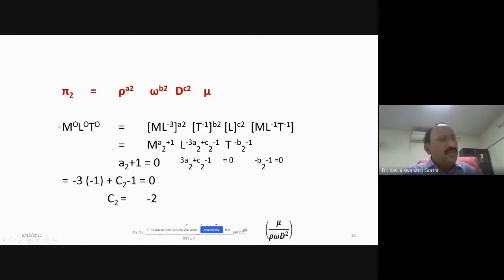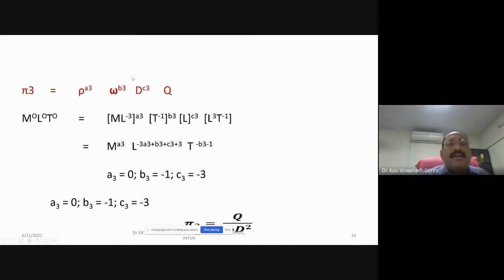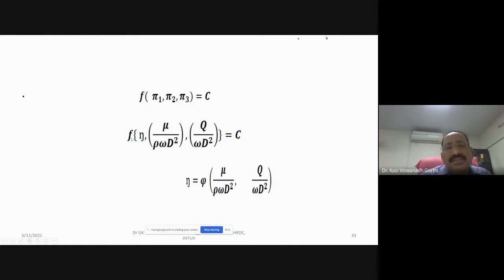Solve for pi2. You follow the same mathematical procedure. M power 0, L power 0, T power 0 is equal to rho, omega, D to the powers A2, B2, C2 multiplied by mu. Then solve for A2, B2 and C2. Accordingly, you get pi2 is equal to mu by rho omega D square. Similarly, pi3, if you solve, Q by omega D cube. Substituting all these values here, f of pi1, pi2, pi3 is equal to C. F of eta, mu by rho omega D square, Q by omega D cube is equal to C.